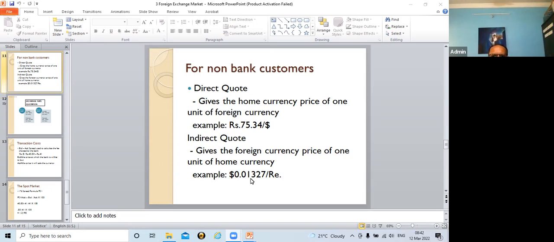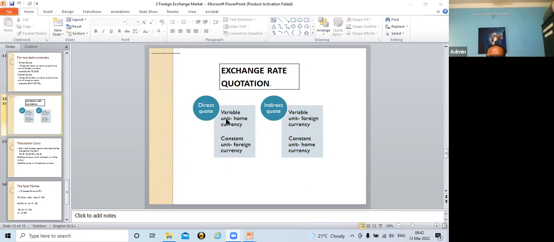From the examination point of view, this is a very essential part. Look at this diagram also for direct and indirect quote. Everyone, please see this diagram. I already explained. समझ लगा? Direct and indirect quote.